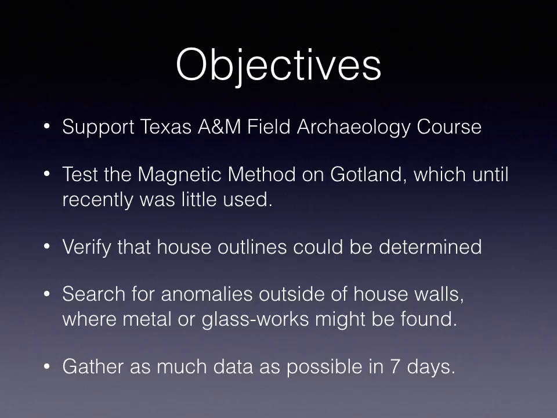We wanted to test the magnetic method on Gotland, which until recently wasn't used very much. Now the magnetic method is going to be this, the magnetometer. I'll explain a little bit more about a magnetometer and what they do, but very little of it has been used over there, so we thought we'd give it a try. The site I'm looking at, and I'll tell you a little bit about the site in a second, we wanted to make sure that we could identify the living floors at this location, and we wanted to search for anomalies outside the house walls where metal and glass works might be found, and we wanted to see how much data we could gather in about 1 week.